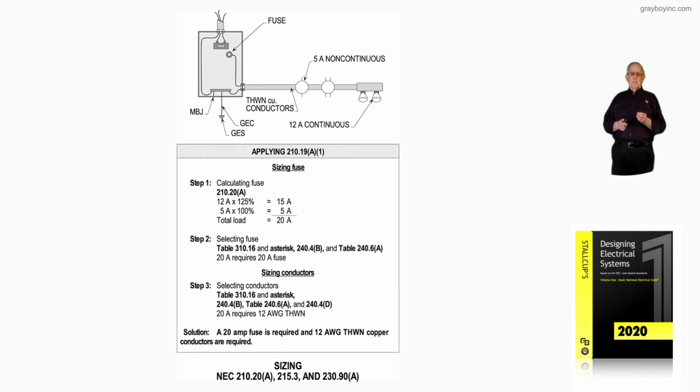240.4(D) and Table 310.16, a 20 amp overcurrent device would require number 12 THWN copper conductors, which is classified as small conductors in accordance with 240.4(D) as in dog. So our solution and answer here is a 20 amp fuse is required to protect the 12 AWG copper conductors after the calculation is made.